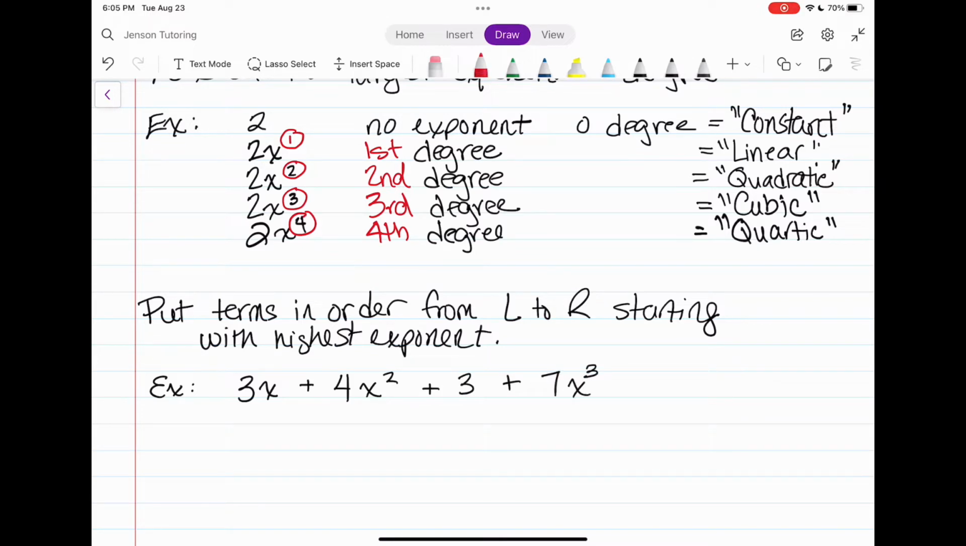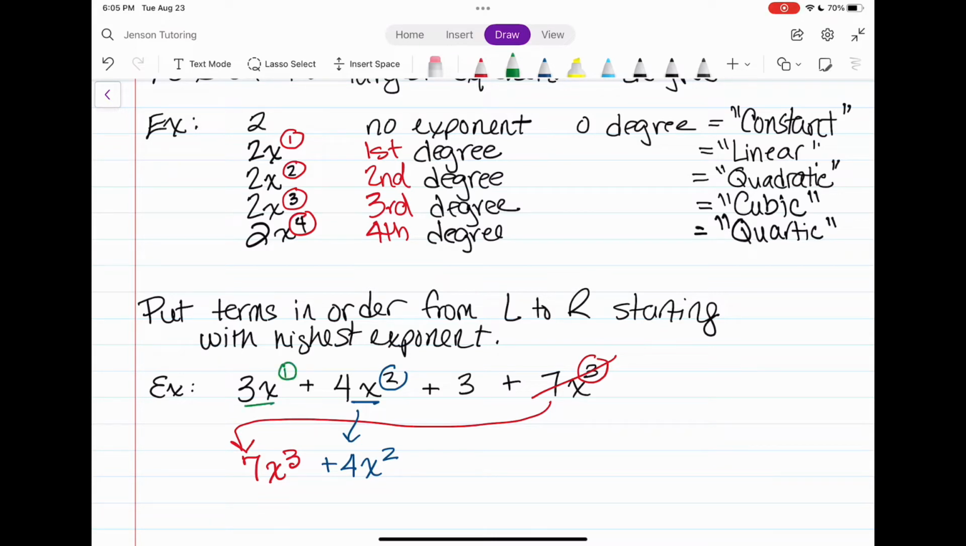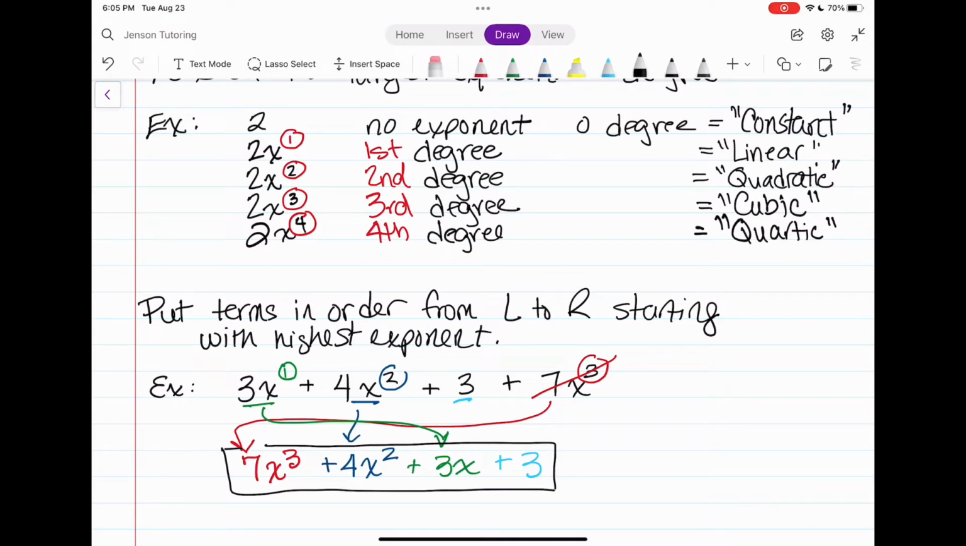So let's take this example. Obviously, the exponents and the terms are out of order, so we need to put that 7x cubed in the front. And then we'll go with the next one, which should be the x squared terms, so 4x squared, followed by the 3x, and then the constant 3. And this, of course, would be a third-degree polynomial, or what we call a cubic.